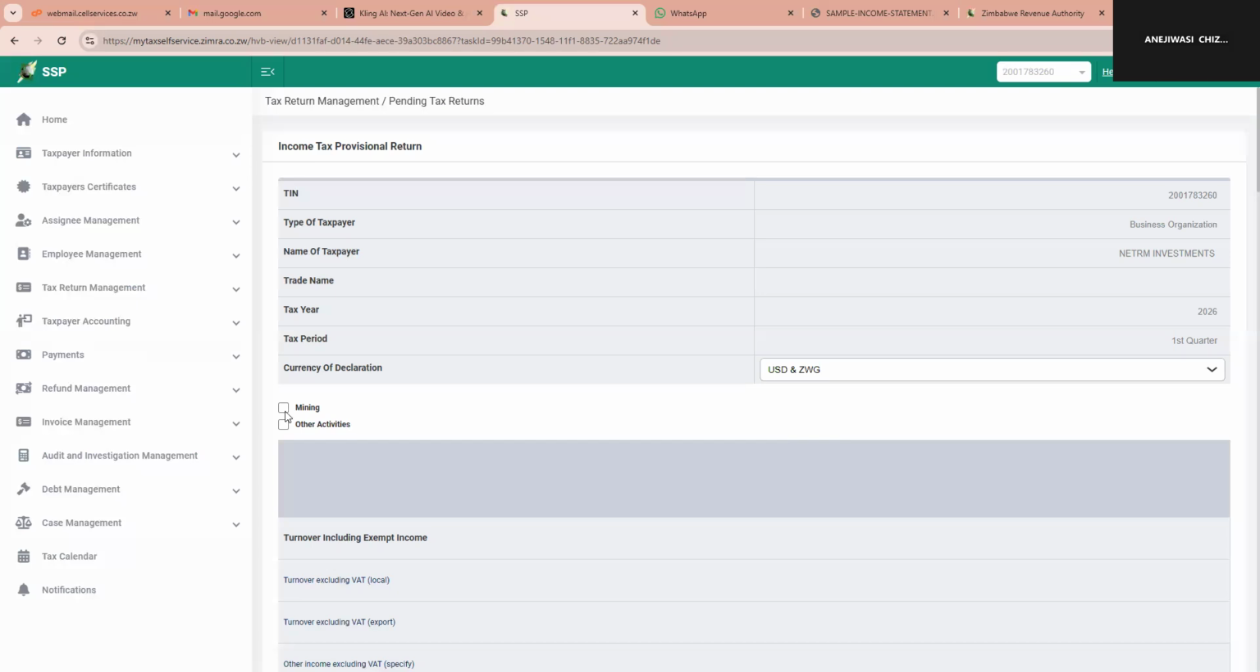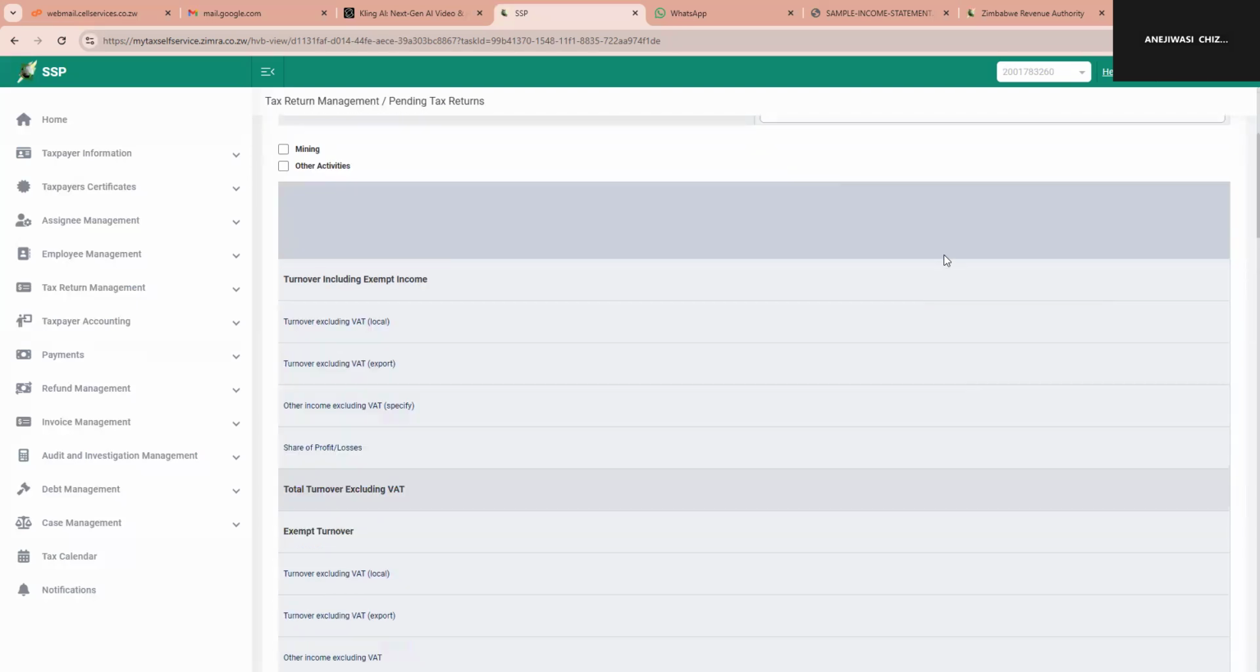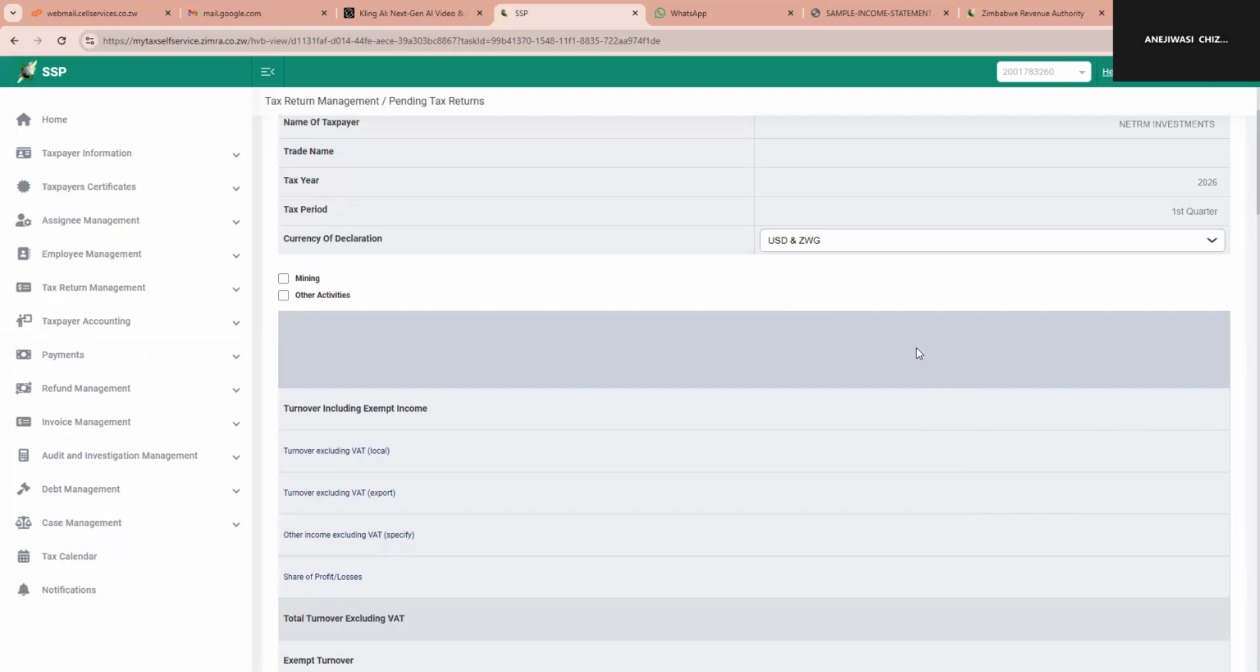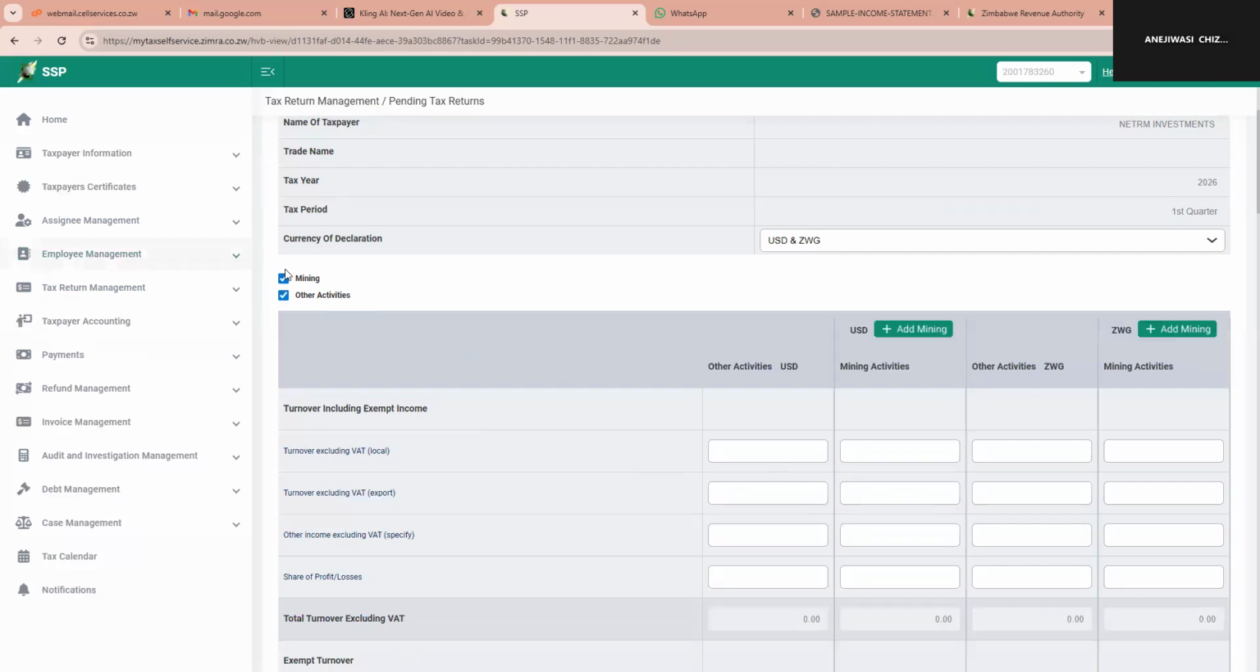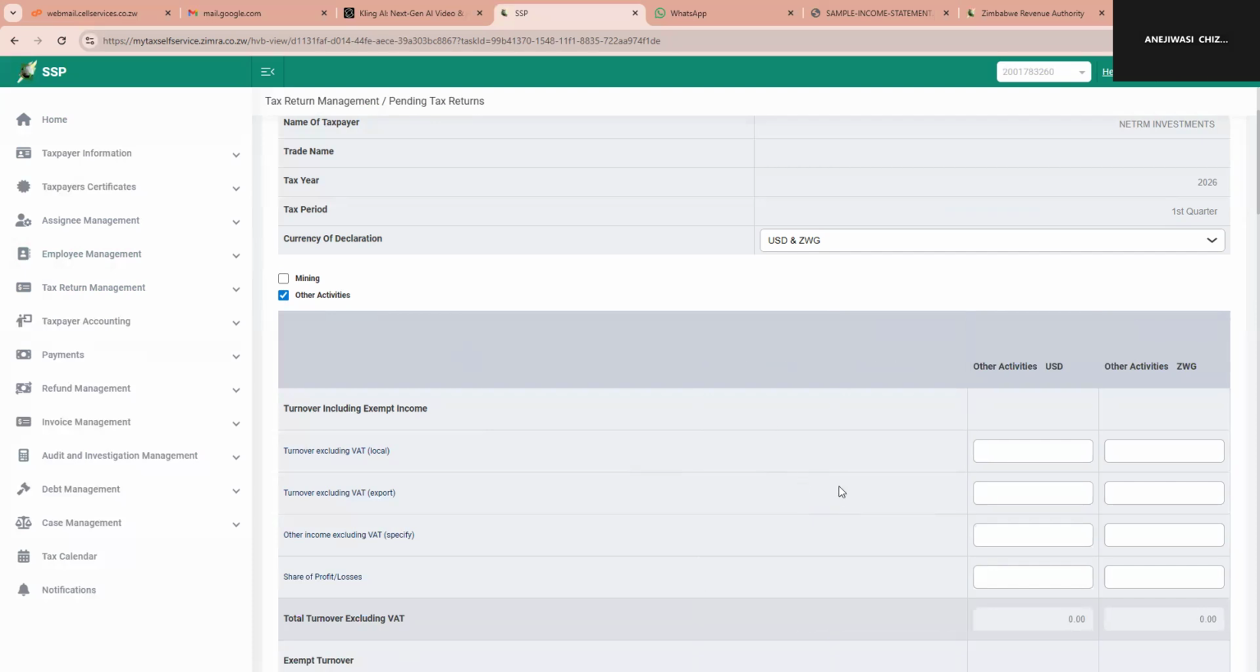Then, is it a mine? If it is a mine, then you have to tick on mine. If it is not a mine, you then tick on other activities. So as long as the business is not a mine, you are ticking on other activities, right? If you don't put a tick there, you find nothing happens down here. You can't input anything. So you either select other activities or you select mine, depending on what you are doing. Most companies are not mines. Mines have some special exemptions and so on. That's why they are standing alone, right?